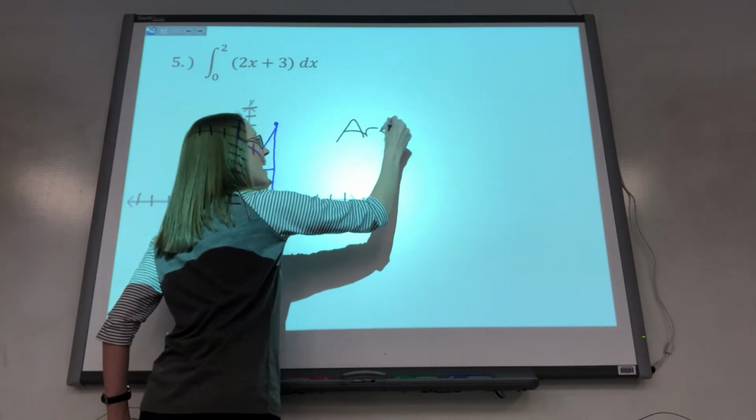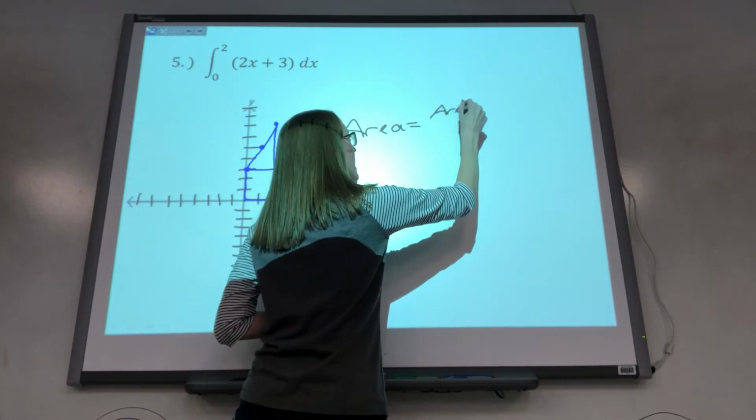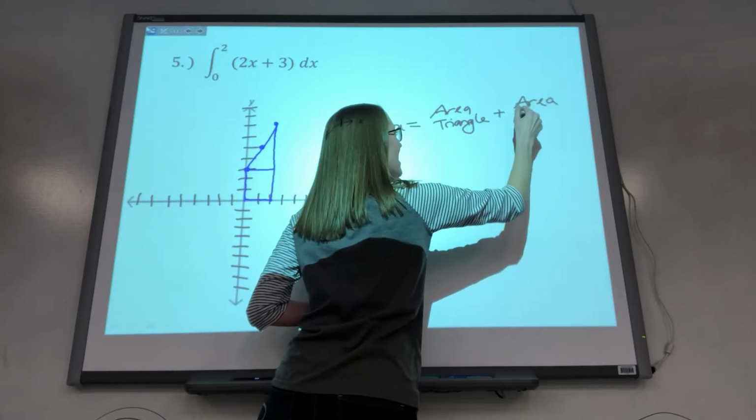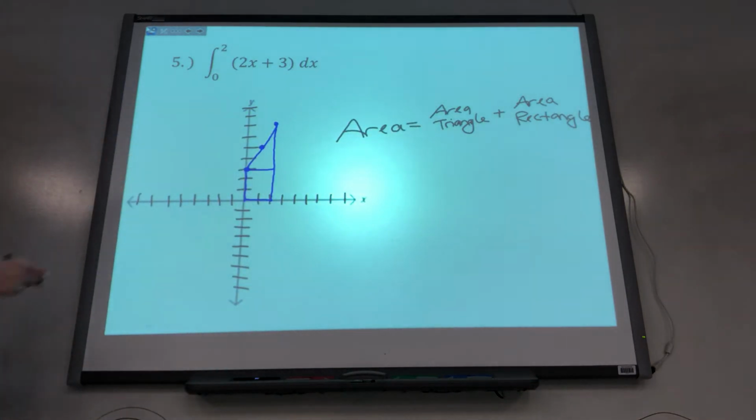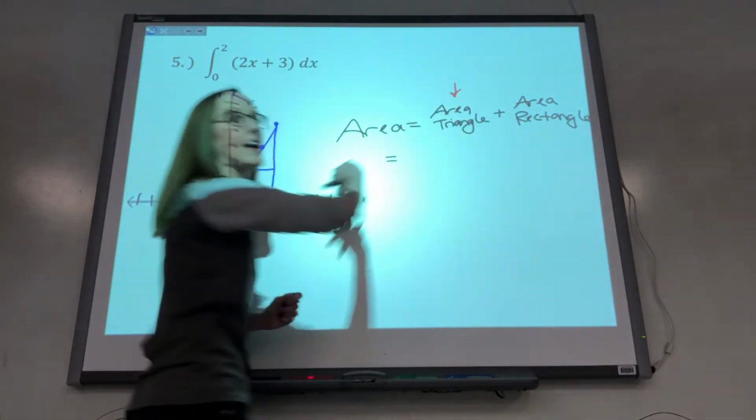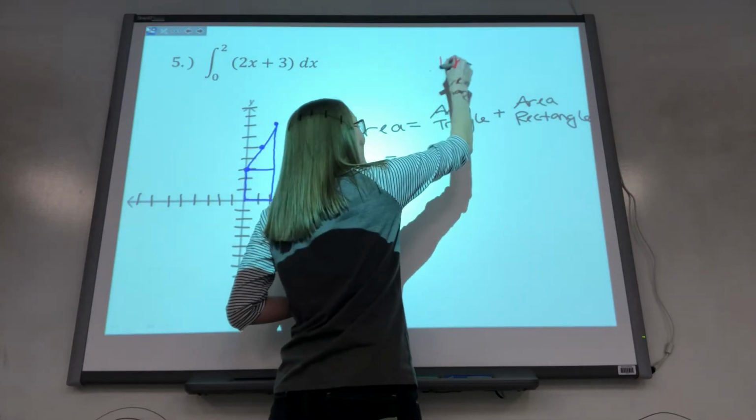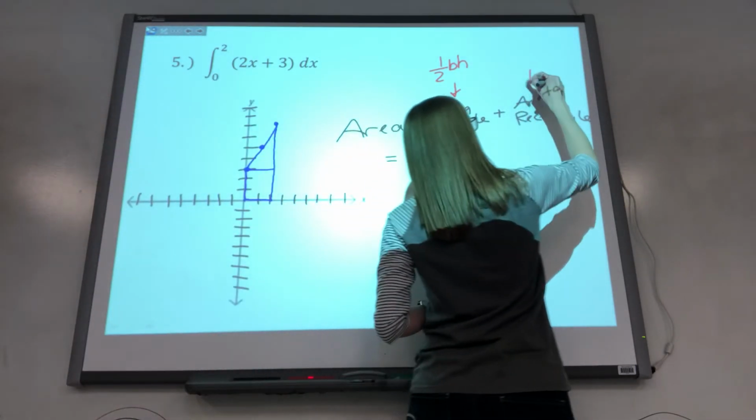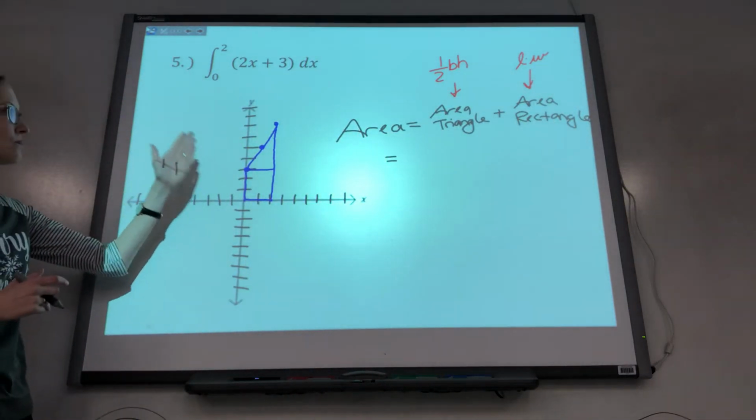So the area of that whole figure is basically going to be the area of the triangle plus the area of a rectangle. You've got the triangle on top, rectangle on bottom. Now, area of a triangle, do you remember that? Yeah, 1/2 base times height. The rectangle, you guys told me that earlier, length times width. So let's start with the triangle.